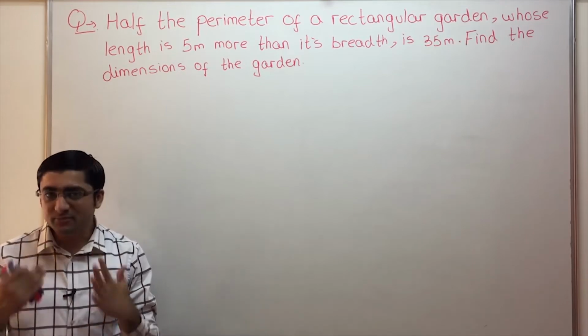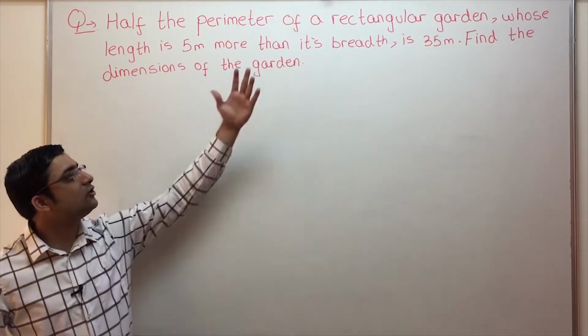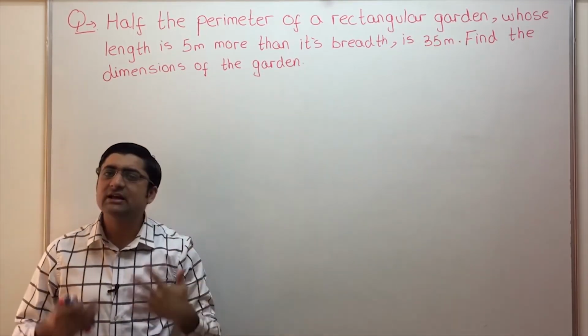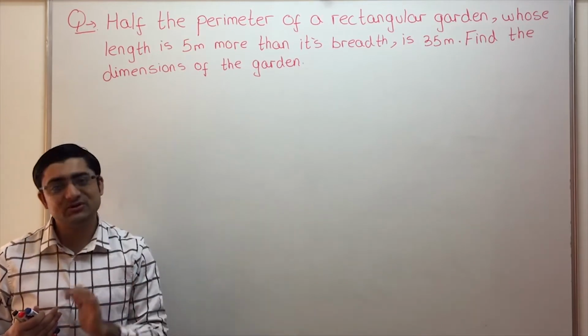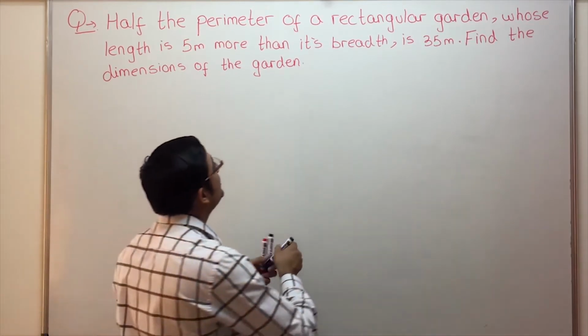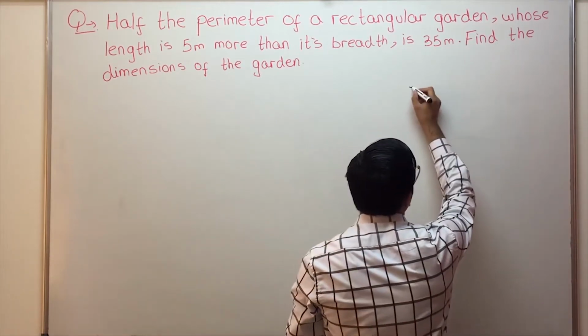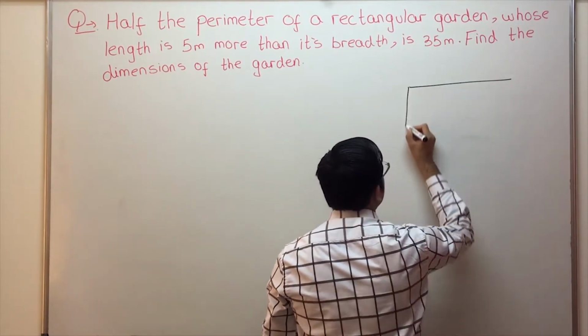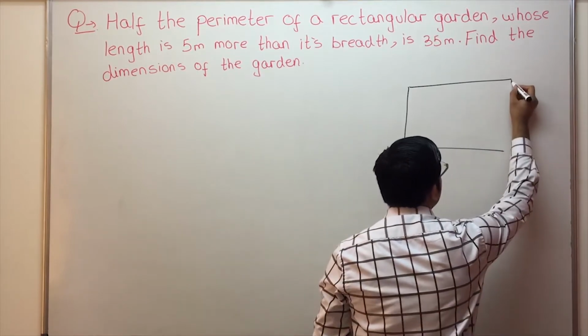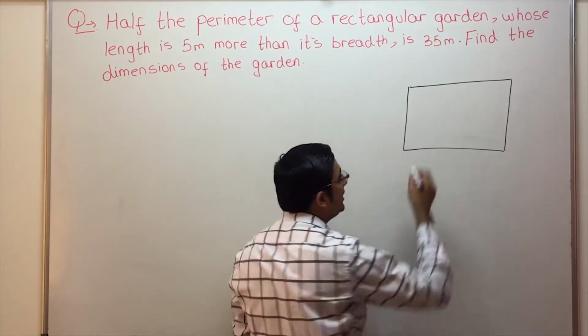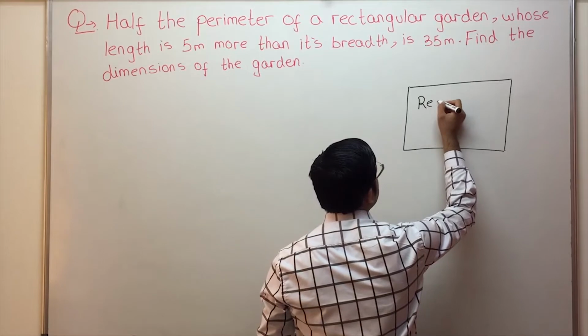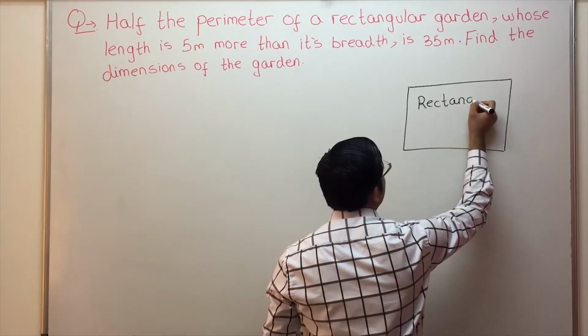So see, whenever you have a problem which involves a shape, it could be a rectangle, a circle, a triangle, any shape, the first step is always draw your figure, right? So here we are talking about a rectangular garden. So let's first draw a rectangle. So let's say this over here is our rectangular garden. You can even label it as our rectangular garden.